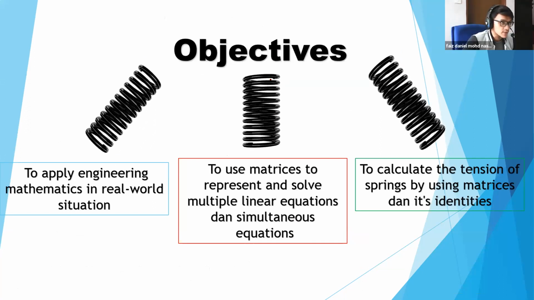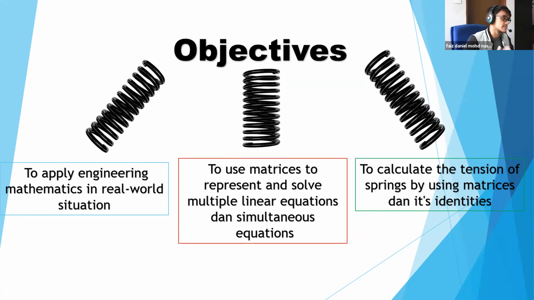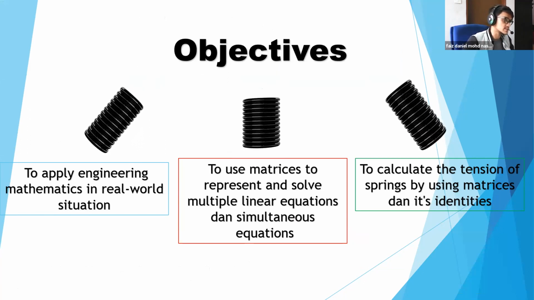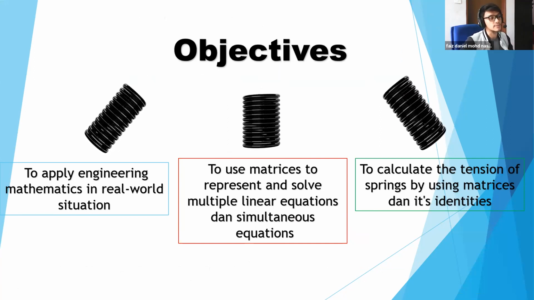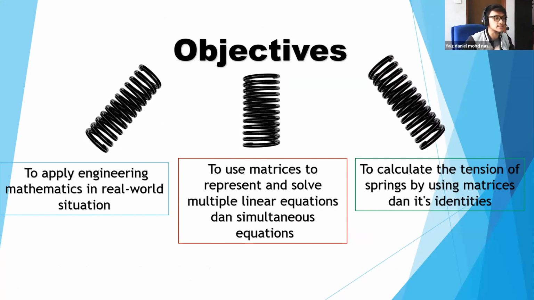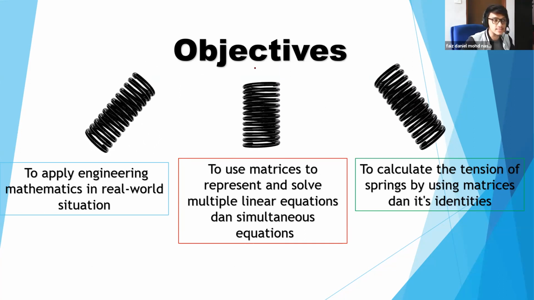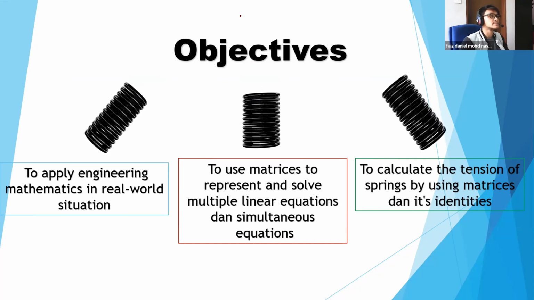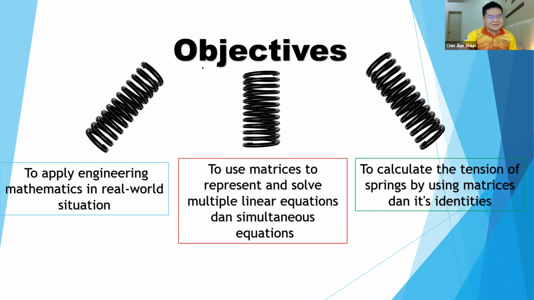So our objective, we concluded that we have three objectives. The first of all is to apply engineering mathematics in real world situation. The second is to use matrices to represent and solve multiple linear equation and simultaneous equation. And the last one is to conclude the tension of spring by using matrices and its identities. Yes, so that is our objective and learning outcomes.